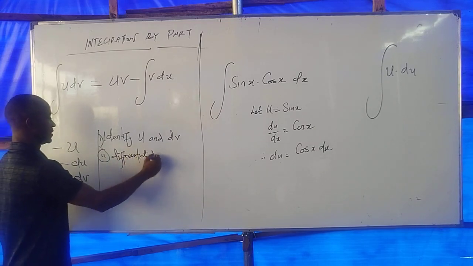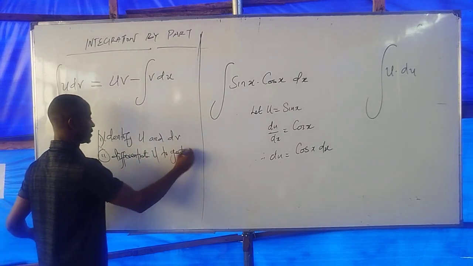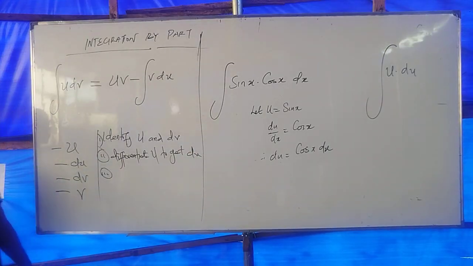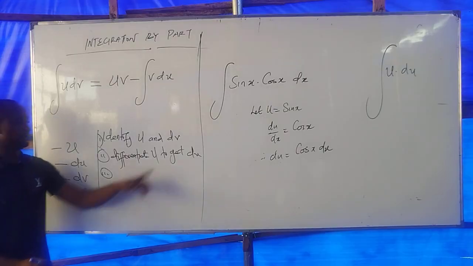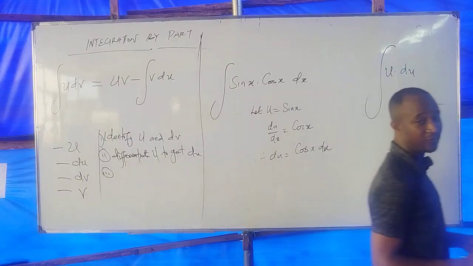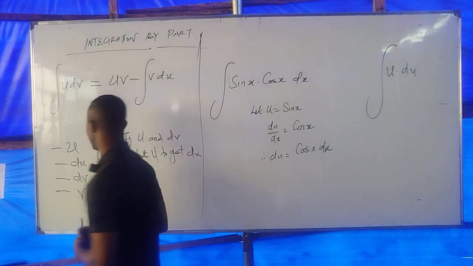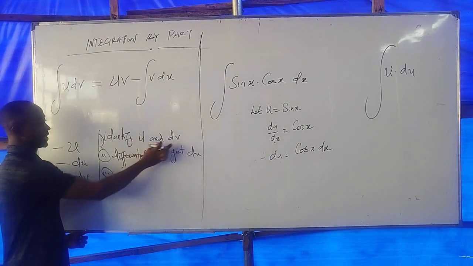Differentiate what? U to get what? The du. Number three, integrate the dv to get v. Number four, apply the formula.